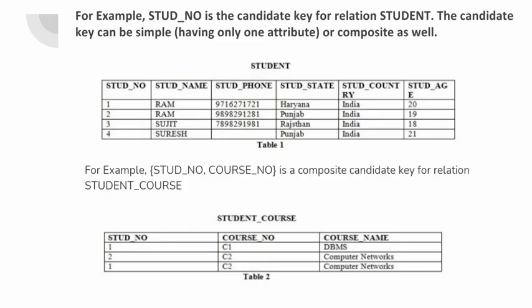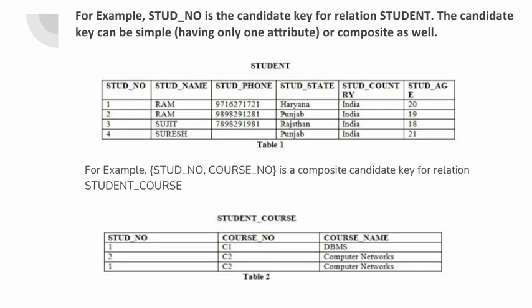For example, student number is the candidate key for relation student. The candidate key can have only one attribute or be composite as well. This table 1 shows student is a relation. It contains 6 attributes, that is student number, student name, student phone, student state, student country and student age.